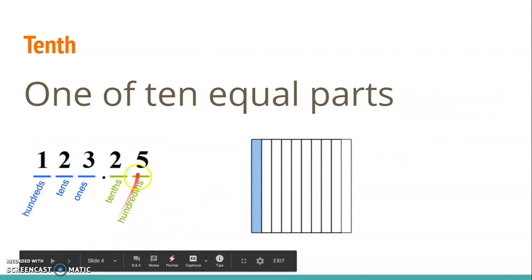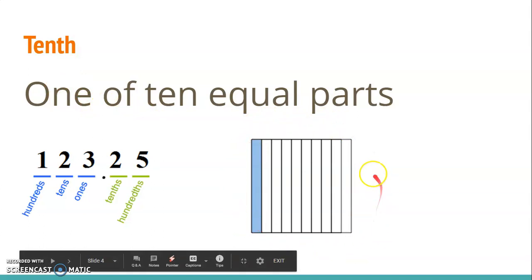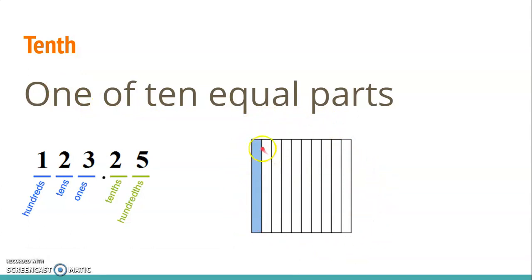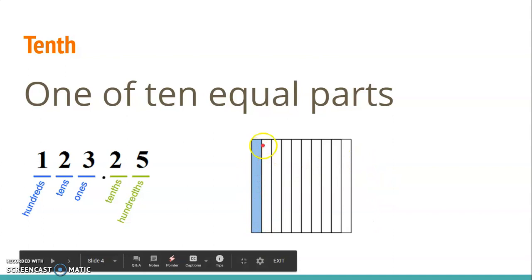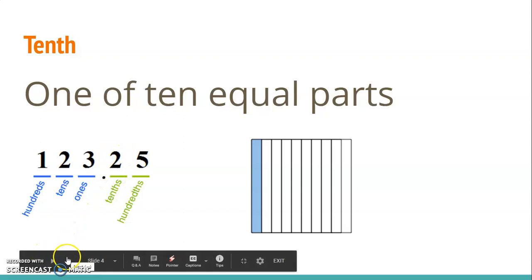Okay? And then a tenth is one of 10 equal parts. So if this is like a whole, we've divided it into 10 pieces, and one of these pieces is a tenth. In this case over here, we have 2/10 because our 2 is in the tenths spot to the right of our decimal point.